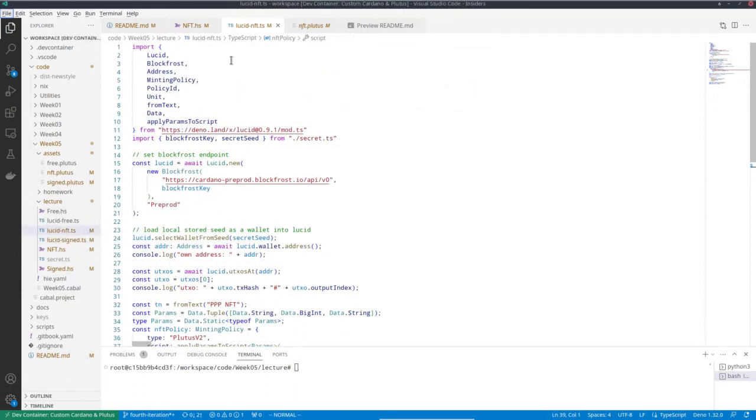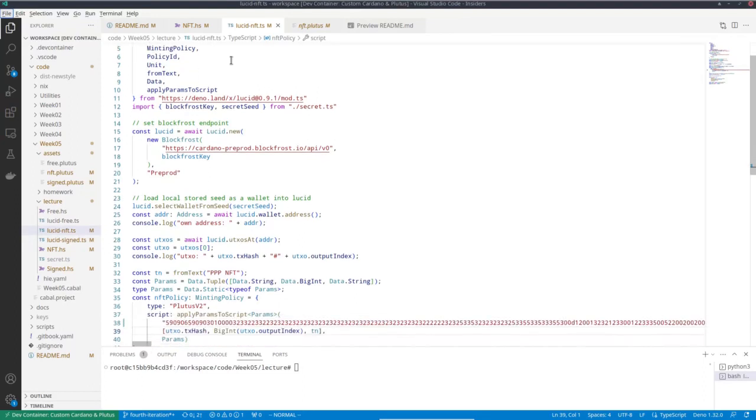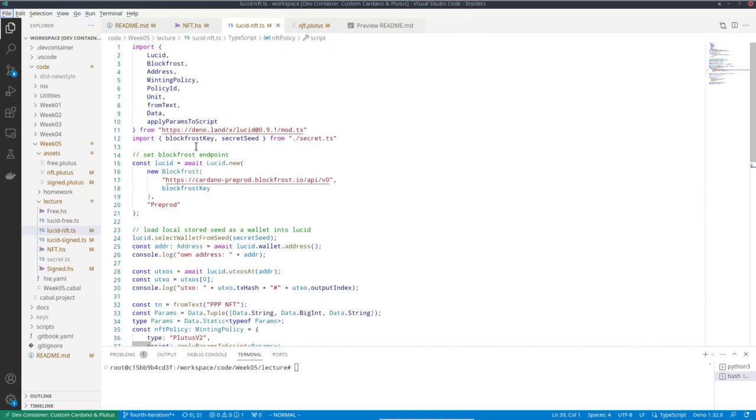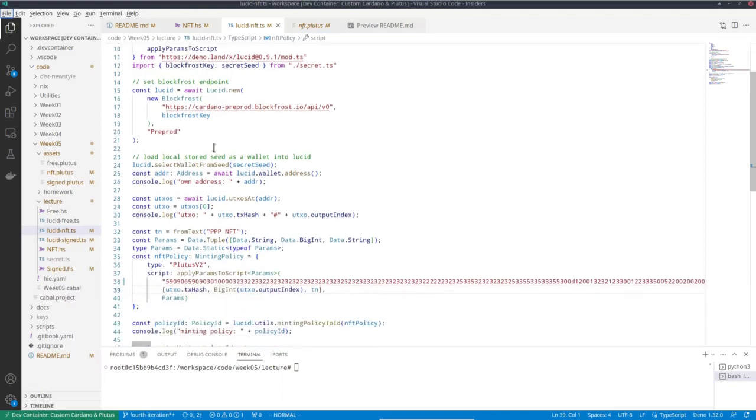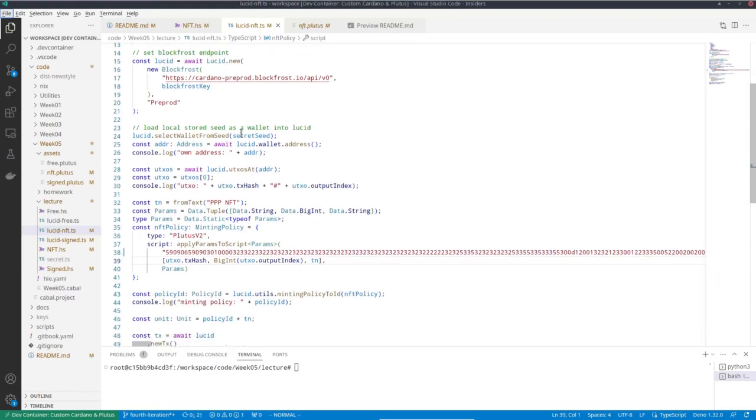And again, the beginning is very similar. In this case, I don't need the helper function to ask for the amount because the amount will always be 1, because it's an NFT after all. So again, I initialize Lucid and I set up my wallet from my secret seed and I get my address. In this case, I don't need my pub key hash.